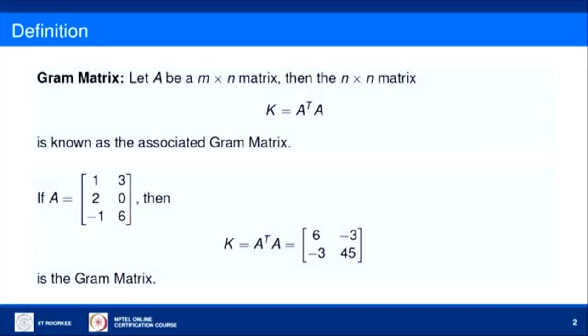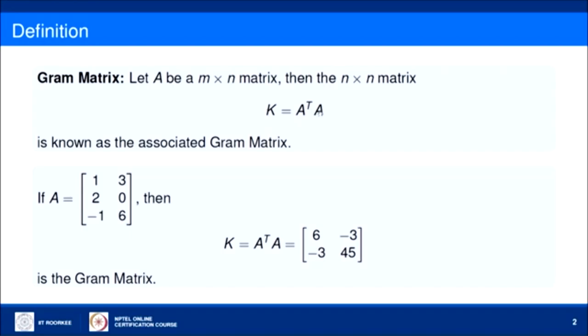A Gram matrix can be defined in this way. Let A be an m by n matrix. So, A can be a rectangular matrix also. Then the n by n matrix A transpose A equals K is known as the associated Gram matrix. Since it is a product of the transpose of a matrix with that matrix itself, a Gram matrix will always be a symmetric matrix.